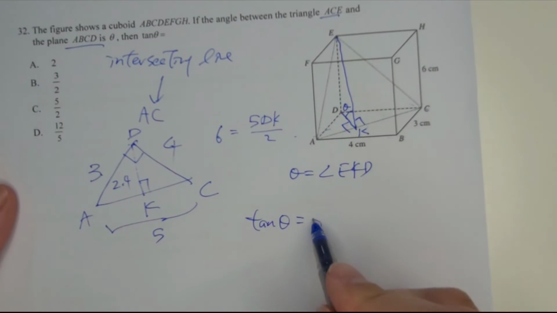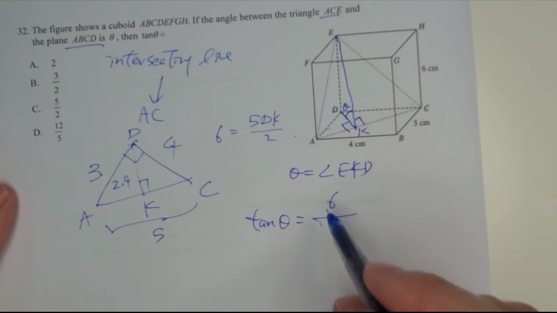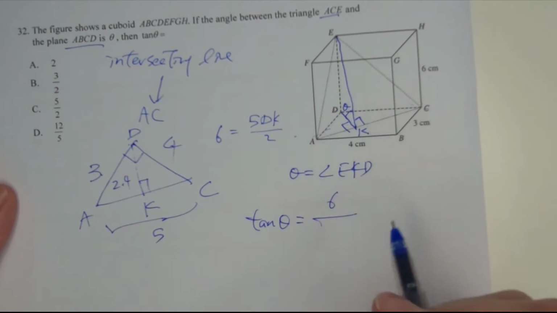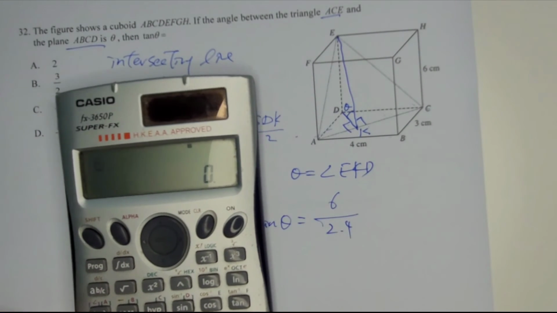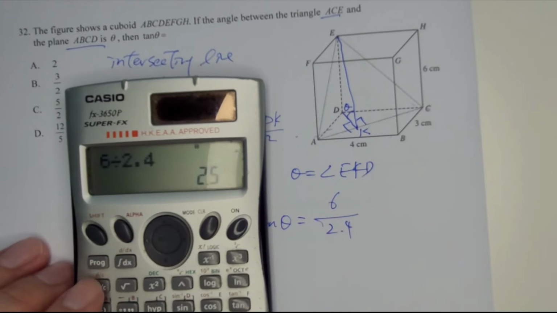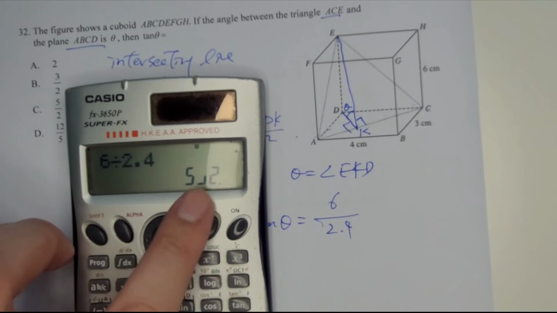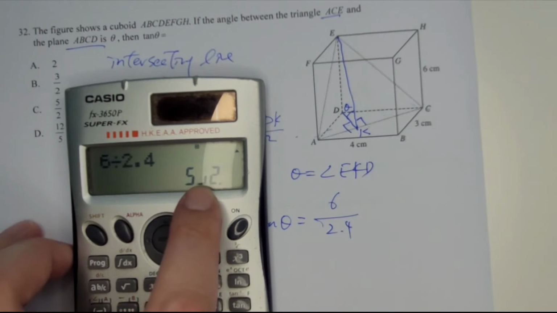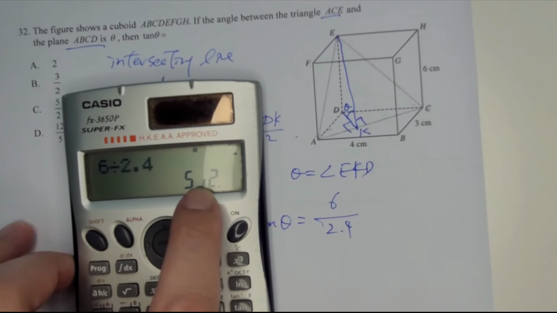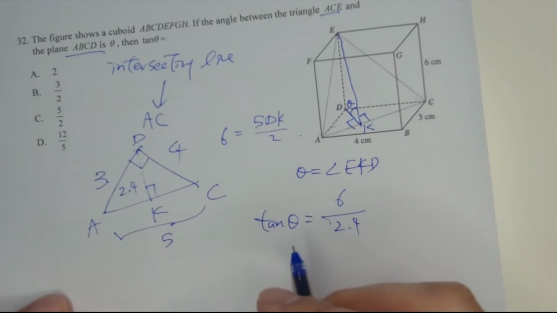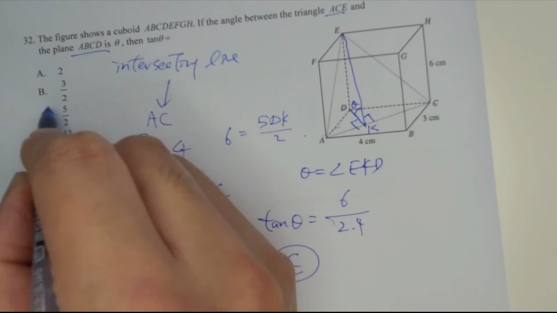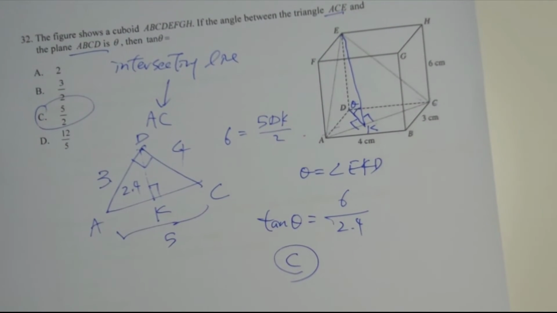And hence, you can find tangent theta now. Tangent theta will be DE, that is 6, over DK, 2.4. So, simplify this. 6 divided by 2.4. Press the button. You can get 5 over 2. Okay? So the answer will be C. 5 over 2.